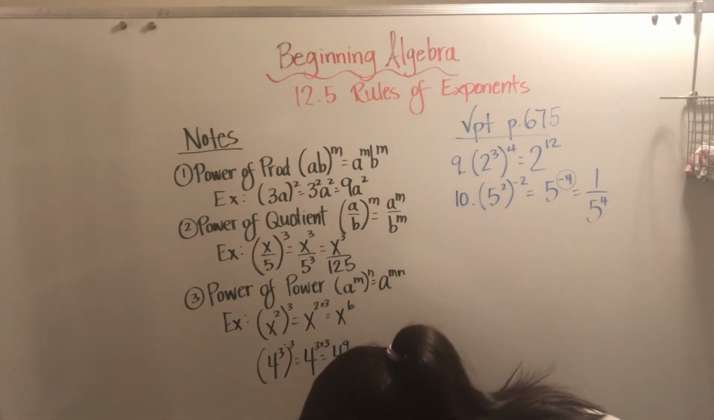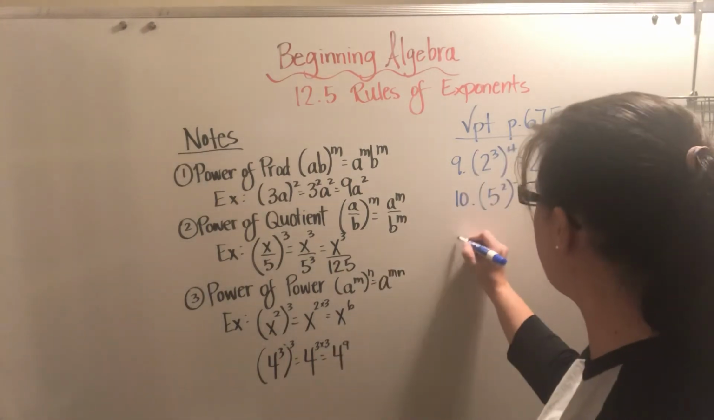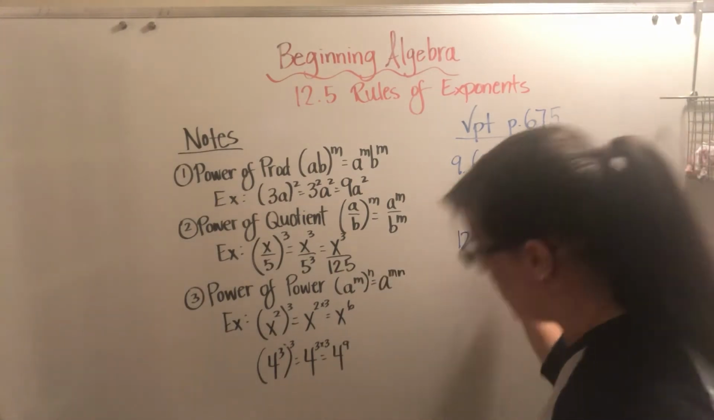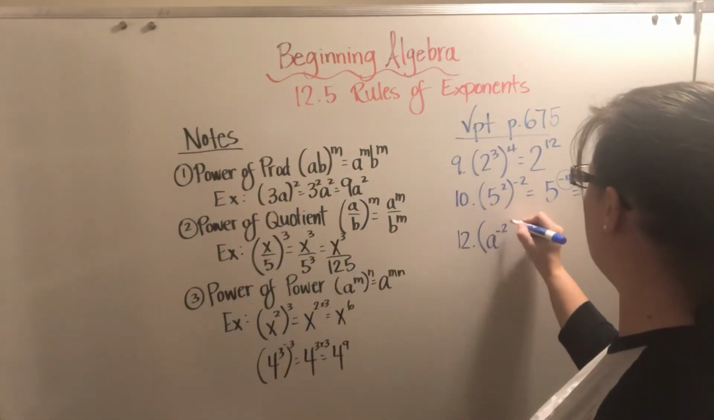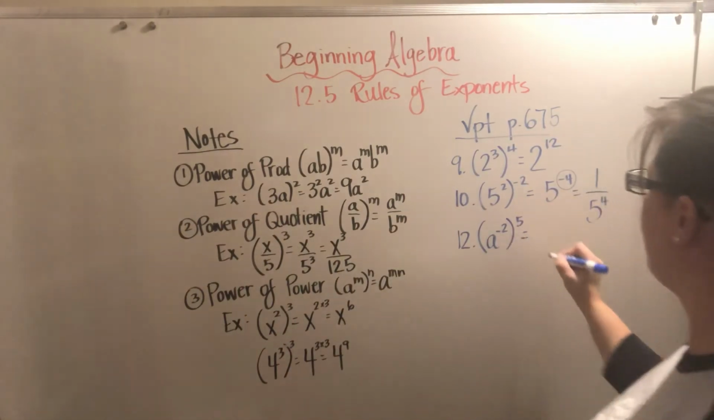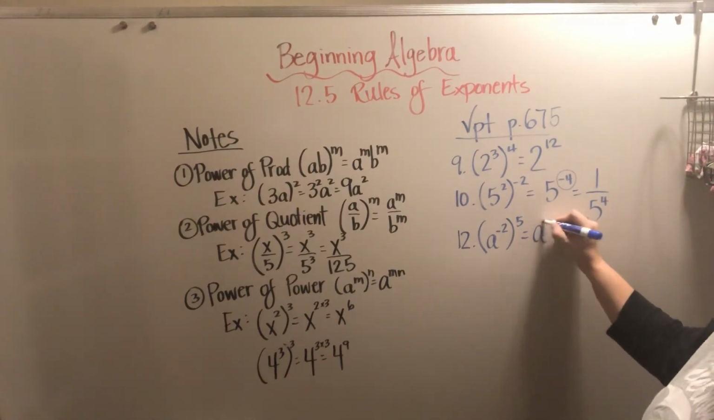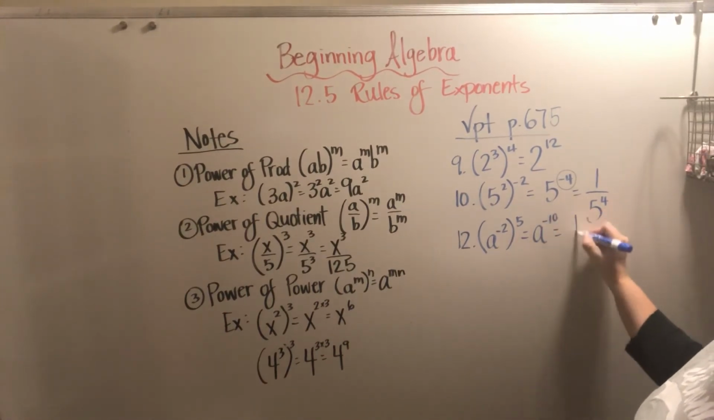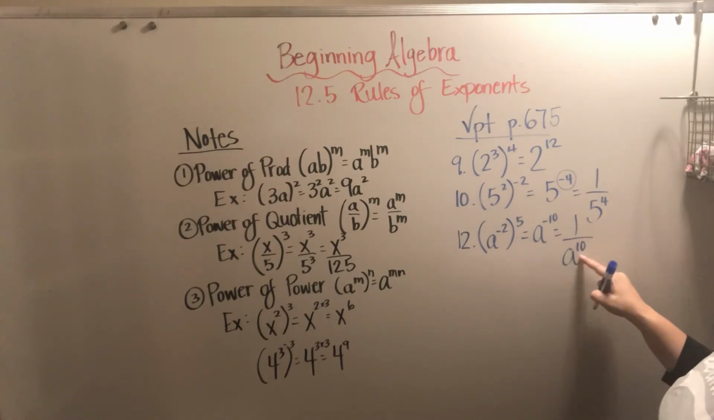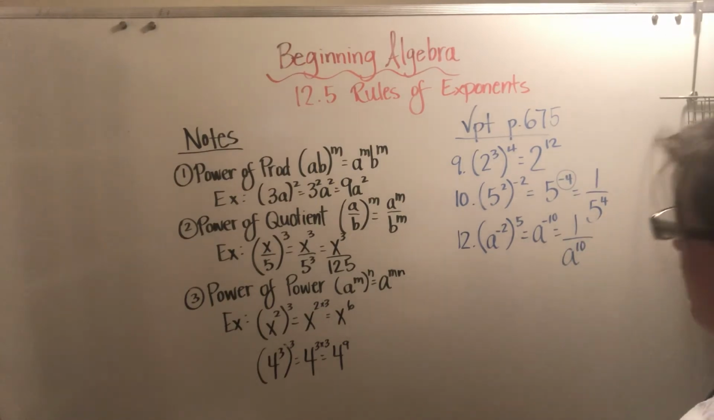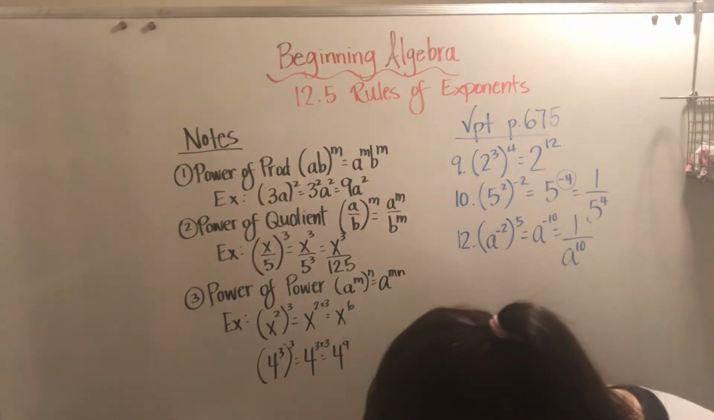Let's look at another one like that. Number 12 is a to the negative 2 to the 5th. Okay? I multiply those and I get a to the negative 10. I cannot leave it like that. So I put it in the denominator with a positive exponent. Okay? It means 1 over a to the 10th.